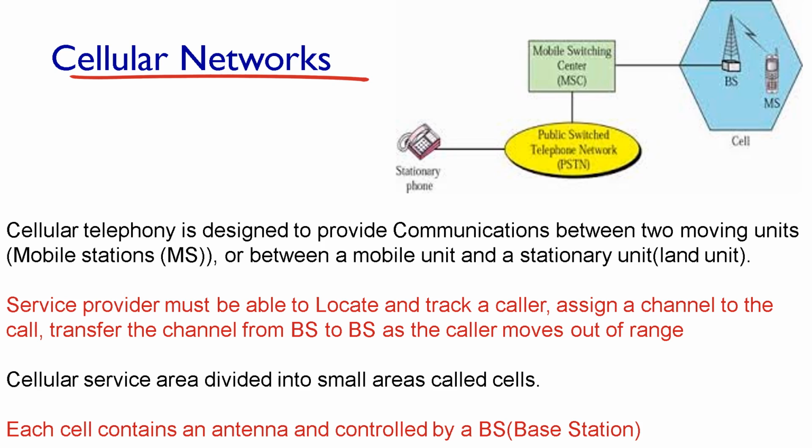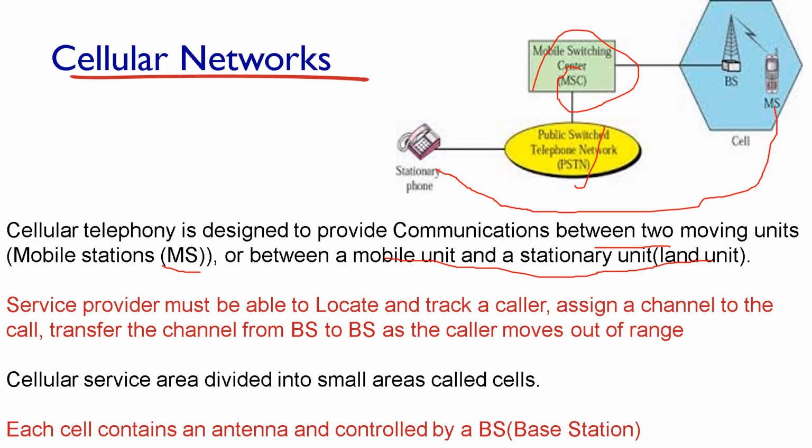Similarly, multiple cells will be connected to a single MSC, and MSC is known as the mobile switching center. Then the mobile switching center is connected to the public telephone network, also known as the gateway. The mobile stations within one cell can communicate with other stationary units in another cell. So cellular telephony is designed to provide communication between two mobile stations, or between a mobile unit and a stationary unit.